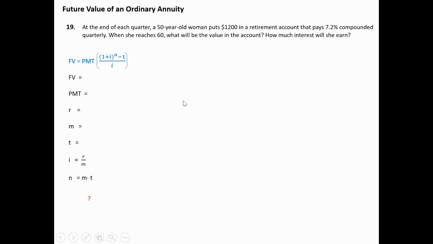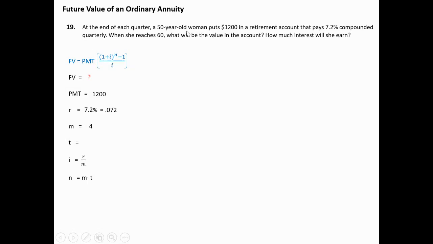Or, for example, in this case, it says at the end of each quarter, a 50-year-old woman puts $1,200 in her retirement account that pays 7.2% compounded quarterly. When she reaches 60, what will be the value in the account? And how much interest will she earn? So again, we're looking for the future value. So the payments are $1,200. My interest rate is going to be 7.2%, which will be 0.072. My M, compounded quarterly, so quarterly means 4.